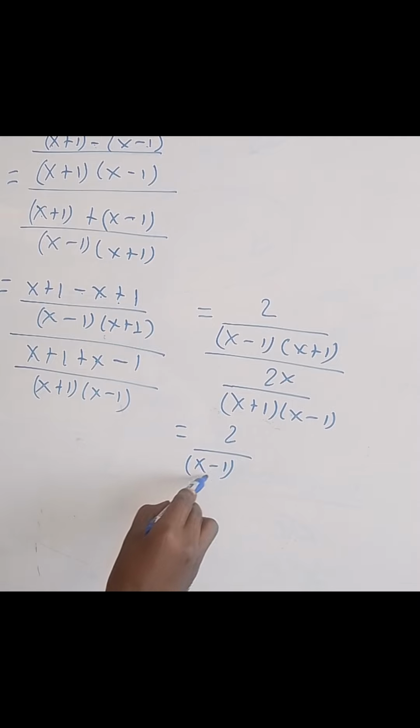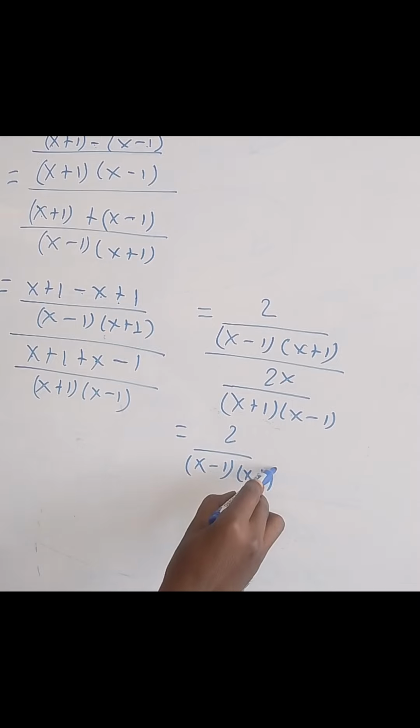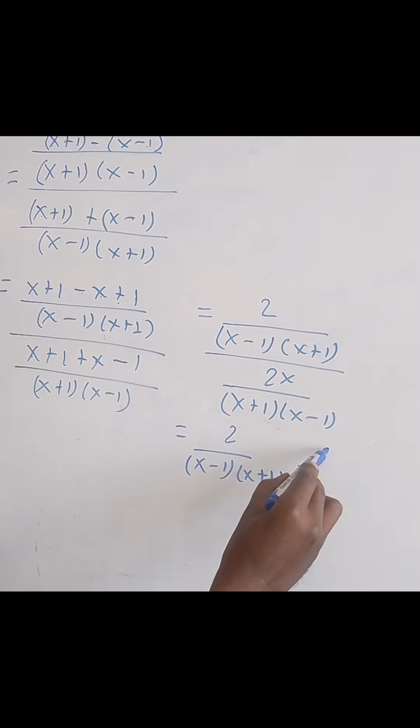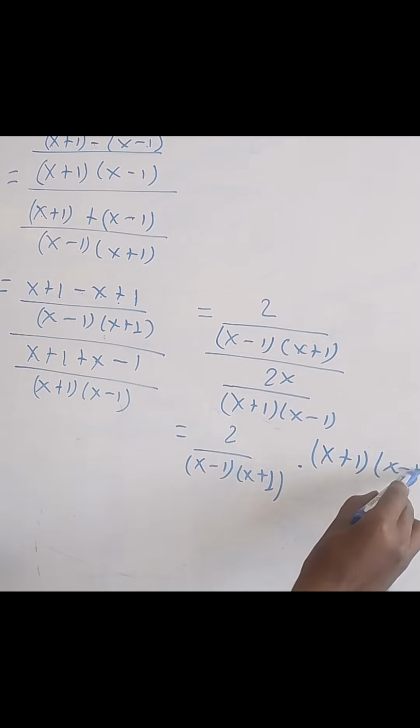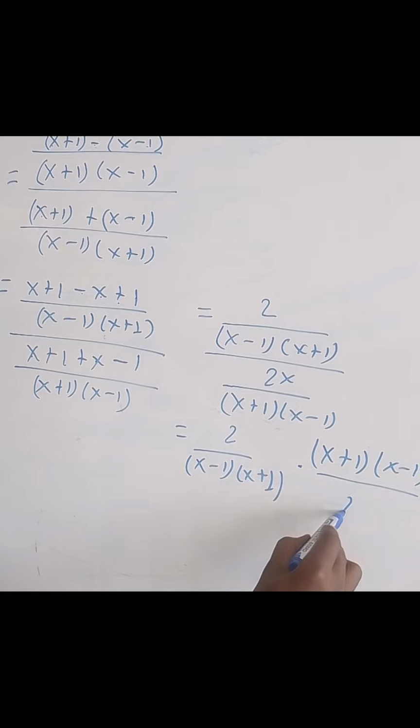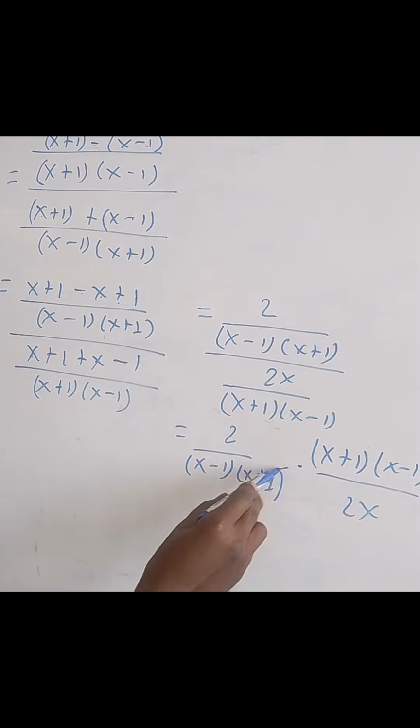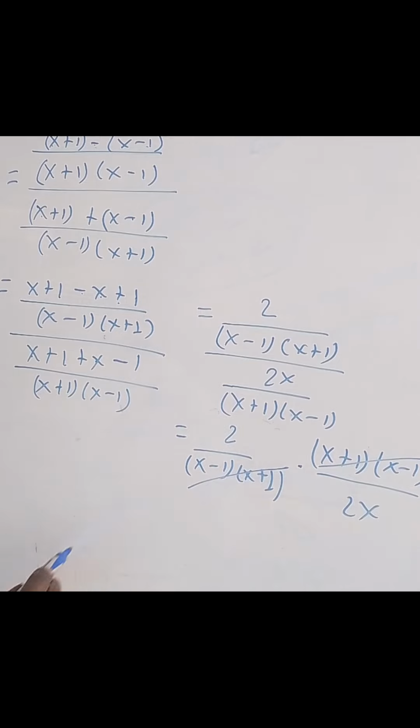Take the reciprocal of this expression. 2 over x minus 1 into x plus 1 is multiplied by, from the rule of division of rational expressions, x plus 1 into x minus 1 divided by 2. Taking the reciprocal, x minus 1 into x plus 1 is cancelled by x plus 1 into x minus 1, and we have 2 over 2x.